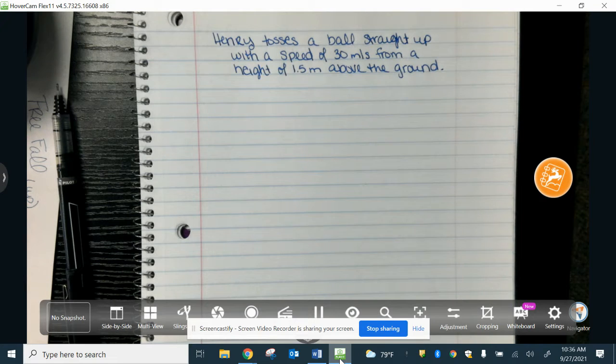All right, so you're going to be writing this down. Henry tosses a ball straight up with a speed of 30 meters per second from a height of 1.5 meters above the ground. I need you to go ahead and write that down for me. These are our notes for today.